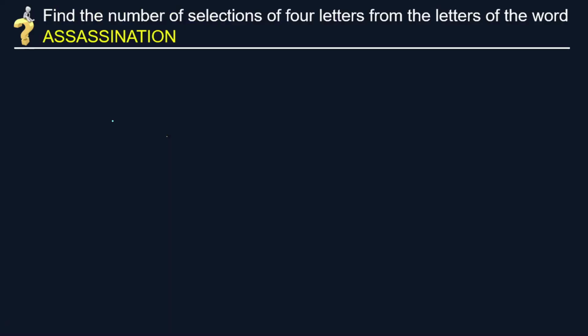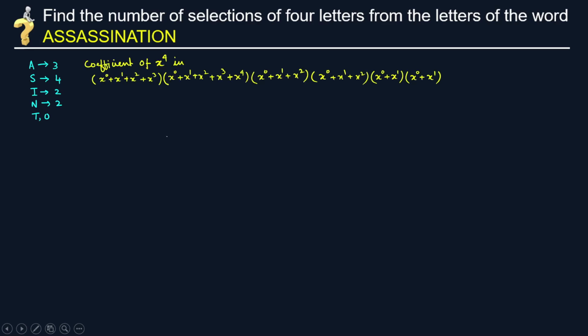See, it has said to find the number of selections of 4 letters from the word ASSASSINATION. Now in ASSASSINATION, what we are having are 3 A's, 4 S's, 2 I's, 2 N's, and 1 T and 1 O. So we have to select 4 letters from this word. That is, in multinomial theorem version, we will say that actually we are trying to find out the coefficient of x to the power 4 in this expansion.